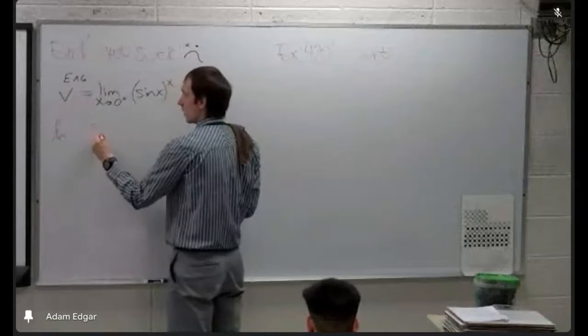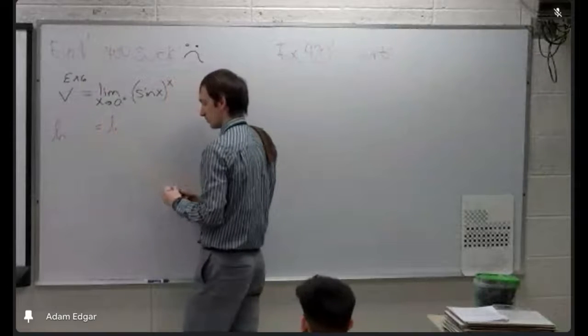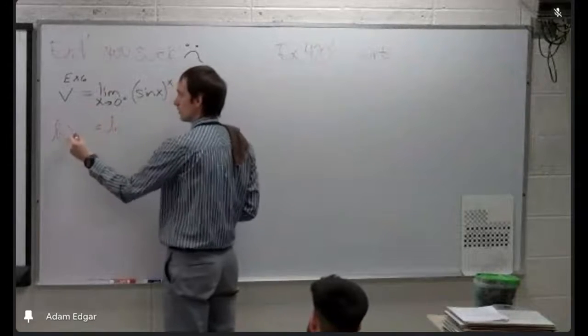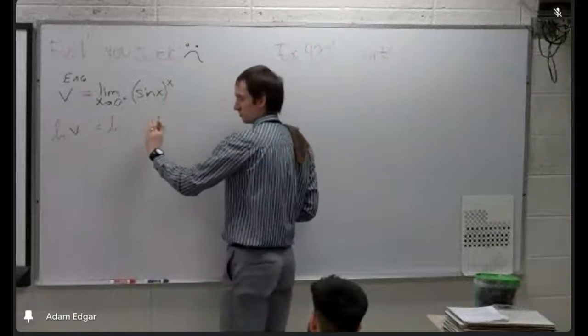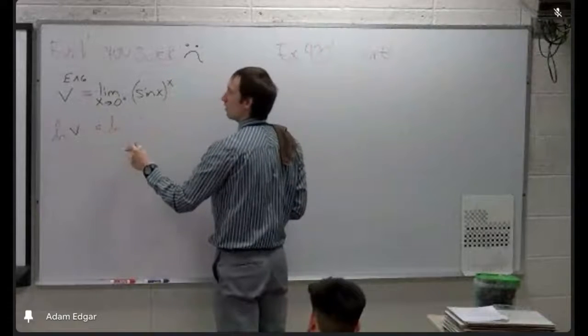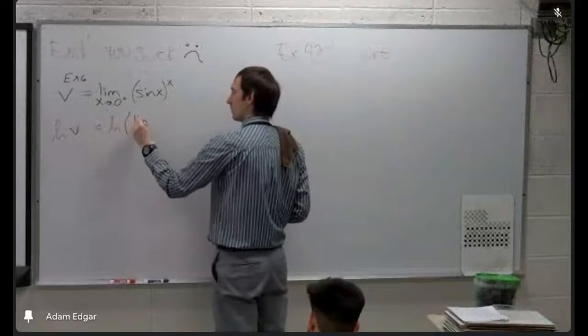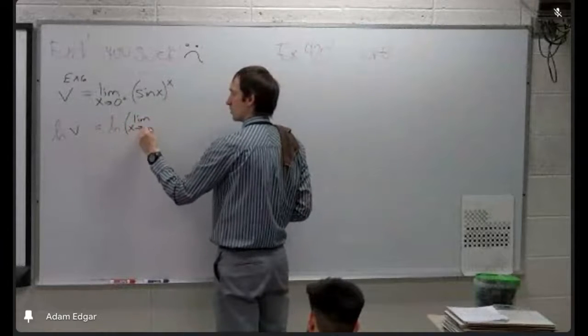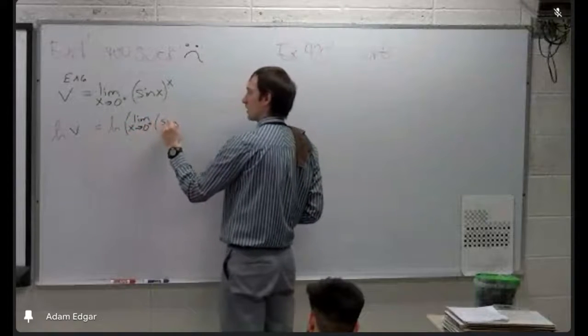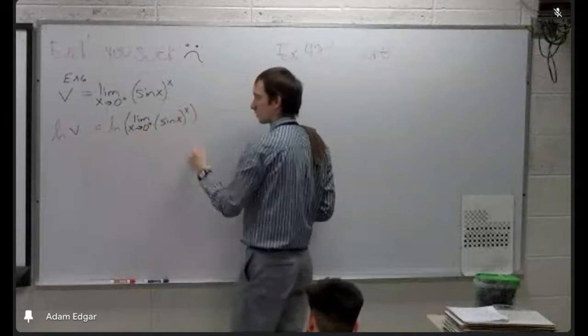And over here, we'll do the natural log of the limit. We have natural log of V, that's just going to sit there for a while. And over here we have the natural log of the limit as x approaches 0 plus of sine of x, all to the x.